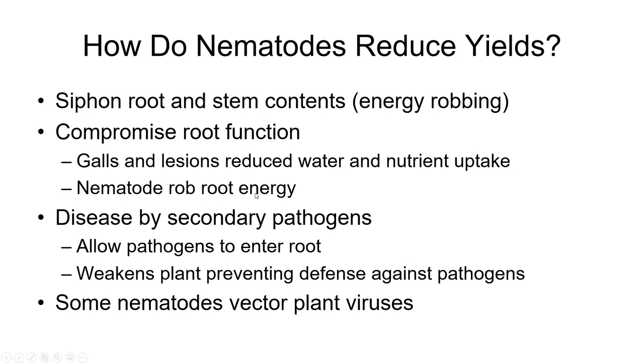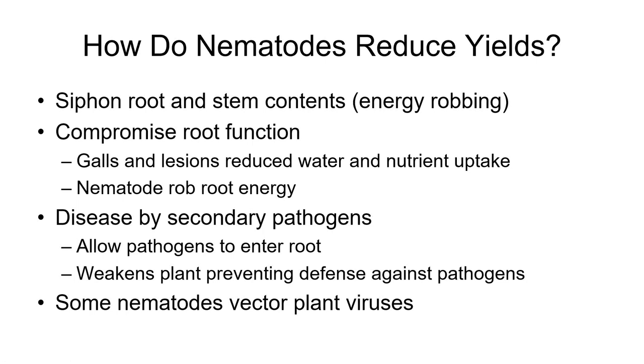The other thing is they'll take energy from the root because they're feeding on the root. And that will just lower the vigor of the root to grow, to explore the soil, to get deeper, increase its density so it can extract water and nutrients, okay? So the root systems become a lot less vigorous as well, right?